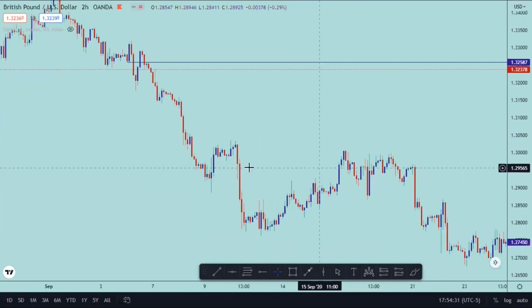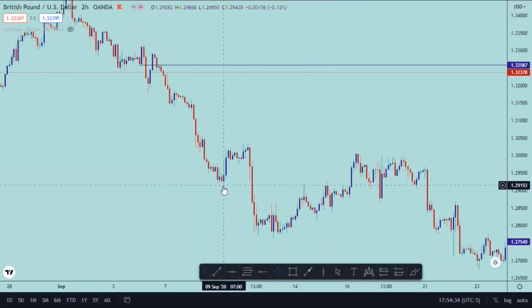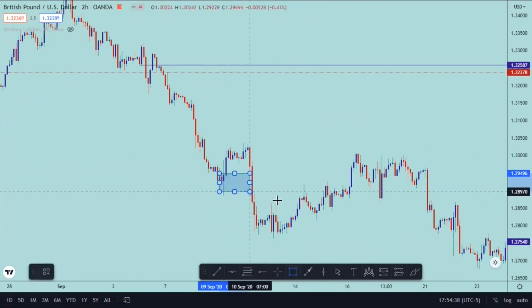Now, you can see that you have this push and you have this impulsive move, and this happens to be the last down candle before the up move.